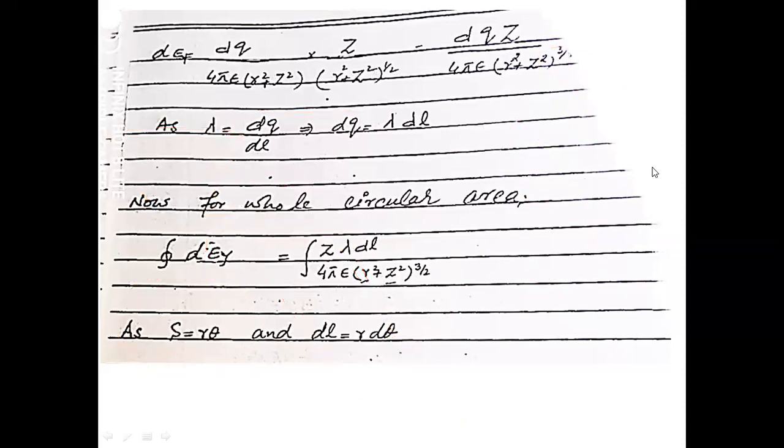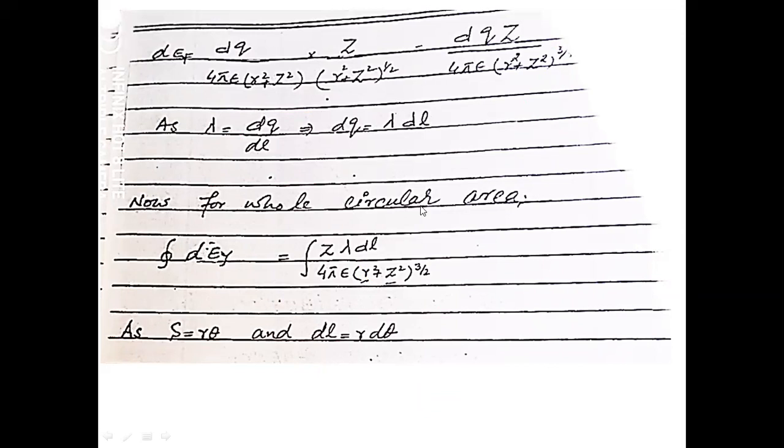As lambda is equal to dq over dl, the charge is distributed over a line l, it means dq is equal to lambda dl. In this case, we have introduced line charges instead of point charge, because we have ring charges and the ring charges are in the form of line charges. So we won't consider dq, rather we will consider lambda. So dq is equal to lambda dl.